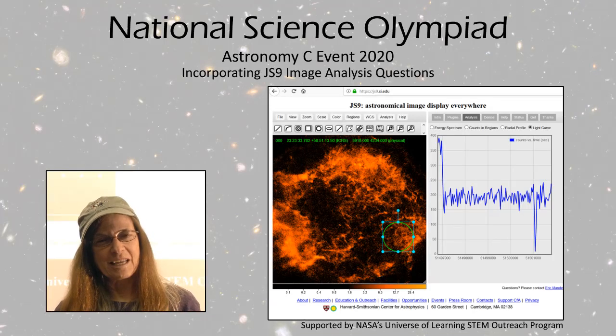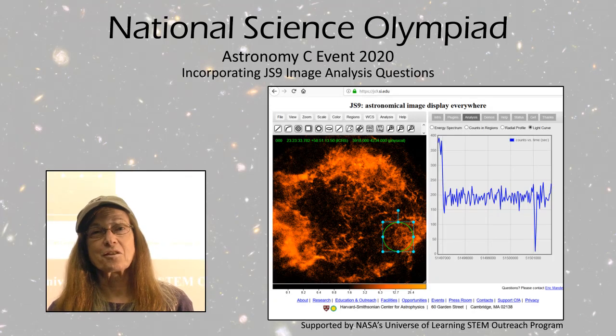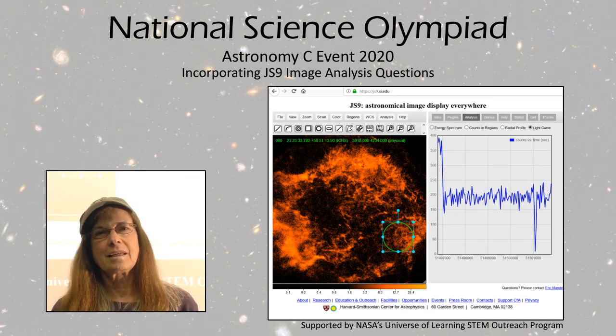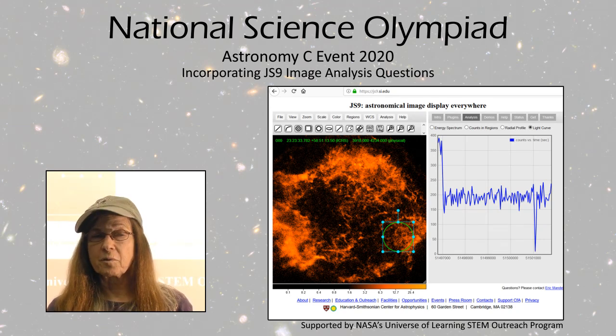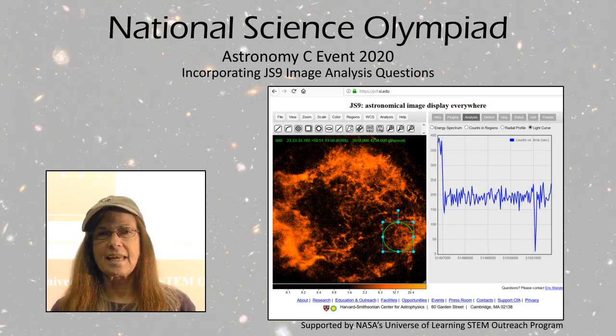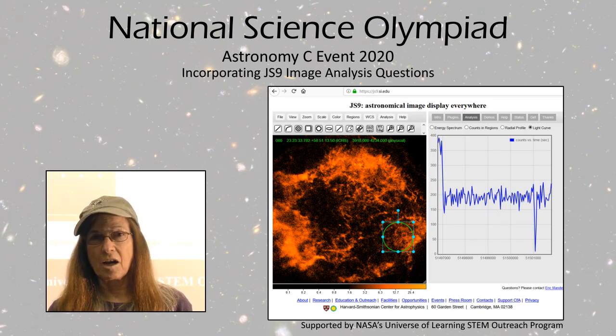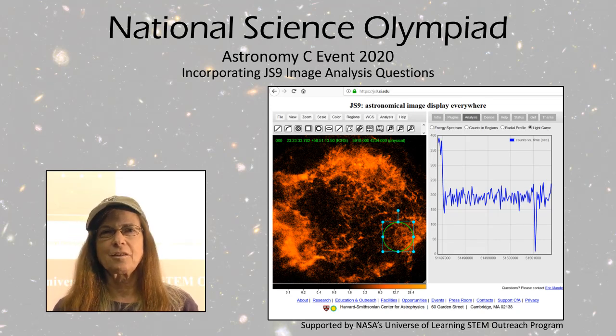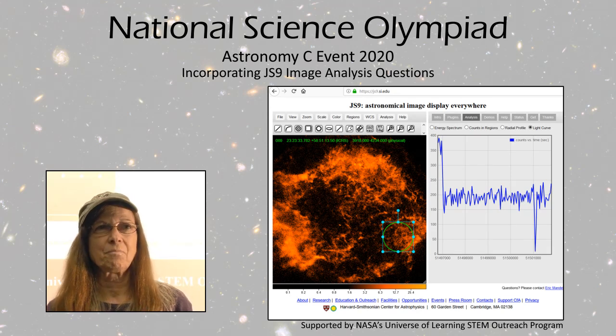As most of you know, I am Donna Young, the National Science Olympiad Astronomy Event Supervisor, and this particular talk is oriented towards mostly event supervisors and state directors and concerning the JS9 image analysis software that we will be using online for the NSO 2020 competition in May at North Carolina State University.